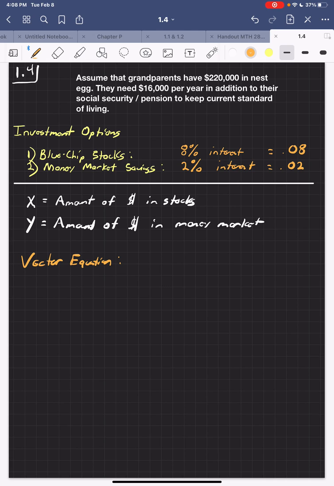Well, let's start with our vector equation. So I'm going to use c sub 1 multiplied by vector v plus c sub 2, and let's say multiplied by vector, I don't know, w. And that must equal some vector, and we'll just call it b.